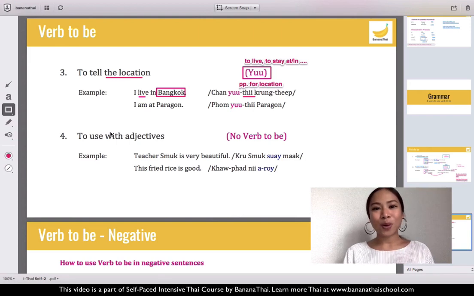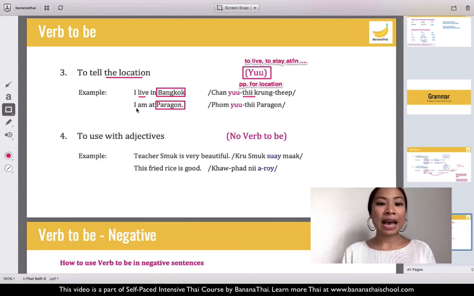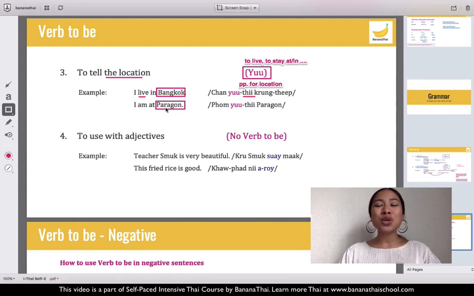The next example, I am at Paragon. Paragon is a very big shopping mall in Bangkok. So this you want to state that you are currently right now at Paragon. So easy. I for man, ผม, am อยู่ที่ Paragon. I am at Paragon. I am at Sukhumvit. ฉันอยู่ที่ถนนสุขุมวิท. Easy. Location, use the word อยู่.